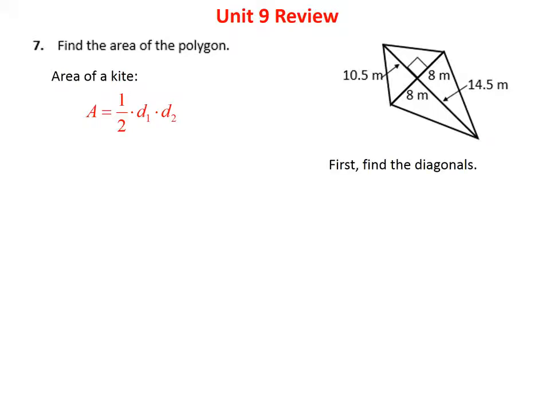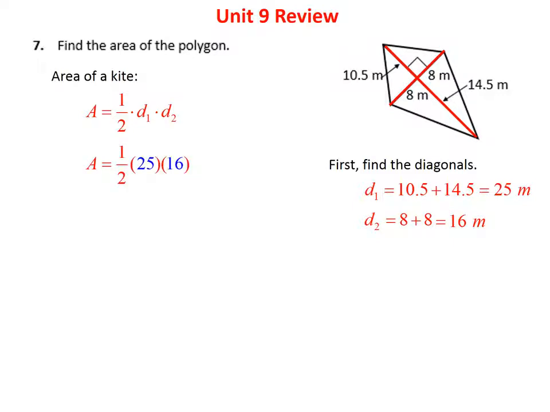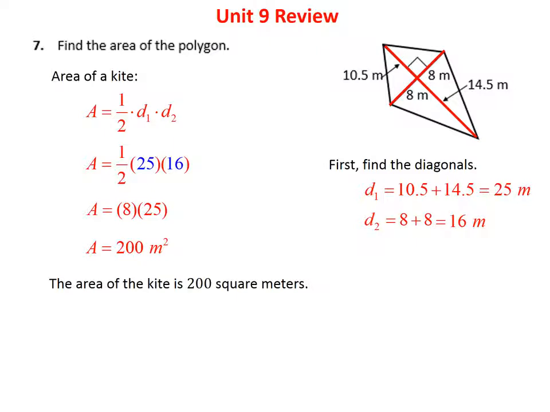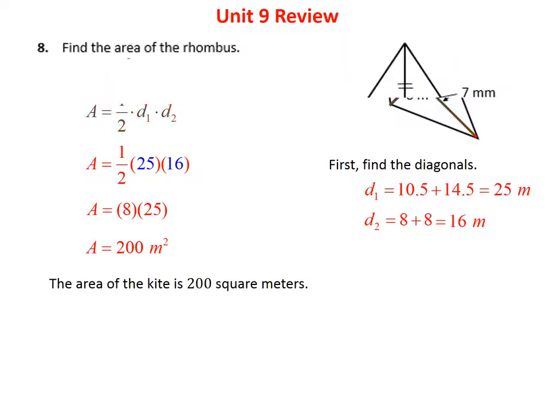Notice they're split into two pieces, so we simply have to add them together. This one is 10.5 plus 14 plus 5, or 25 meters. The next one, they're both 8, so 8 plus 8 is 16 meters. And now we can plug our two diagonals into our formula. 1/2 of 25 times 16. I'm going to do 1/2 times 16 first, because I can do that in my head as 8. And 8 times 25 is 200. So the area of the kite is 200 square meters.